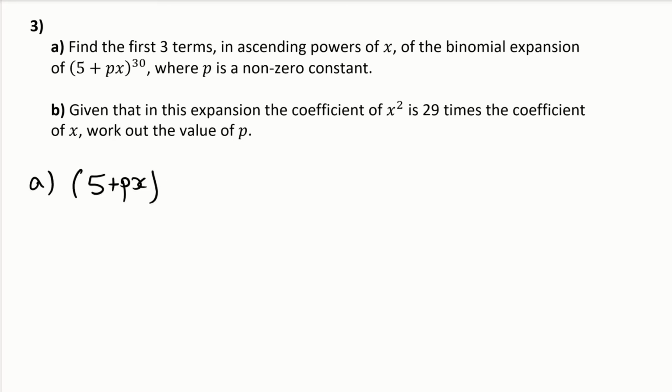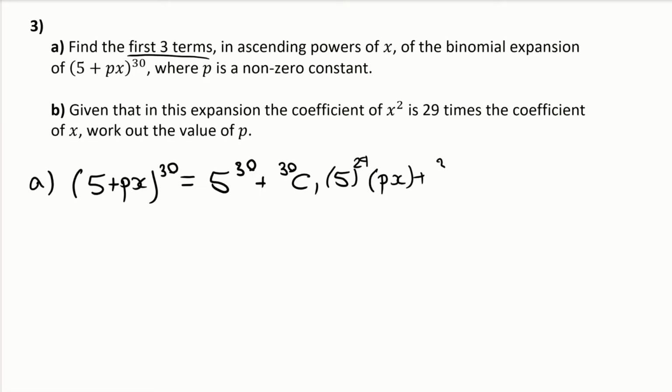(5 + px)^30 is equal to 5^30 + 30C1 multiplied by 5^29 times px + 30C2 times 5^28 times (px)^2. We could go on. Again, they're just asking us to find the first three terms.